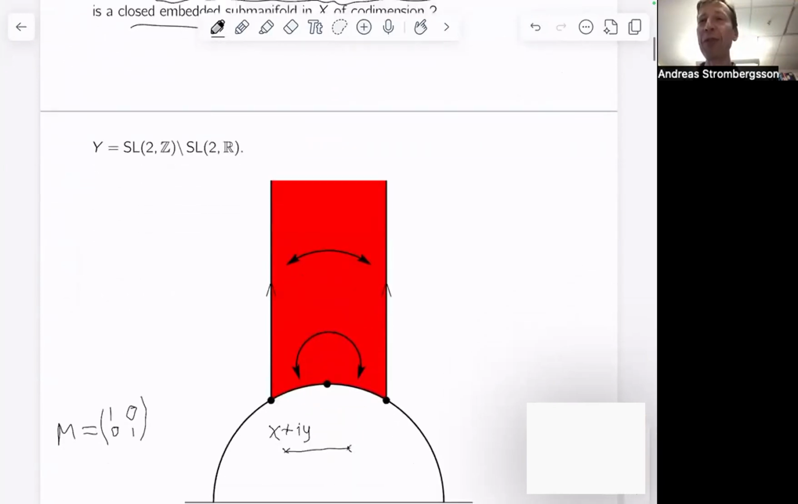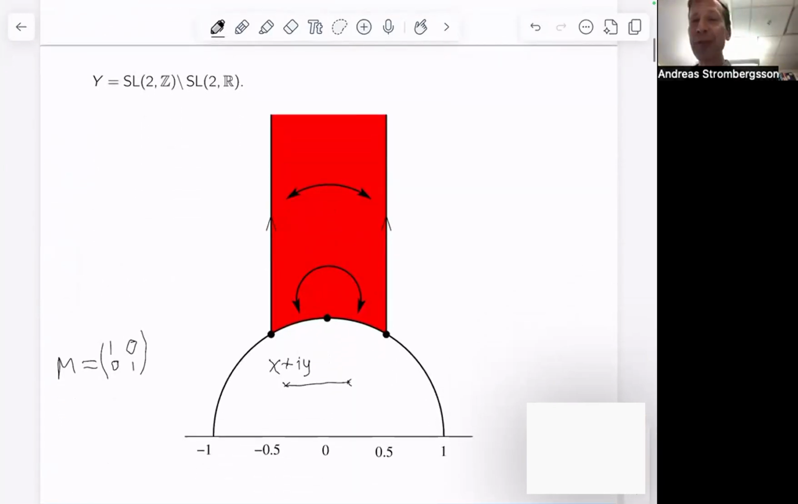And I wanted to draw a picture just to give a bit more of a picture of what we are seeing. This is a picture of the base manifold, Y equals SL2(Z)\SL2(R). Actually, it's a picture of the hyperbolic upper half plane. So this red part here is a picture of just the modular curve: take SL2(Z) acting on the upper half plane. So that's this red part, where you identify the sides in the way you know.